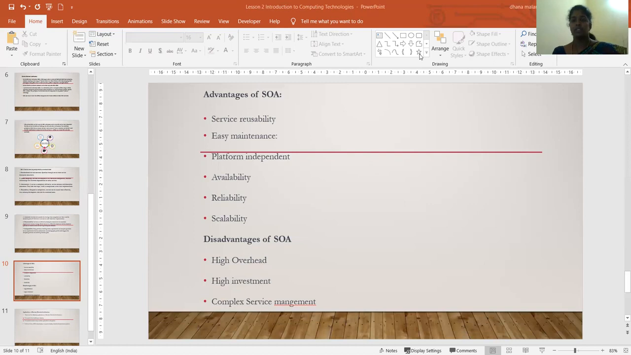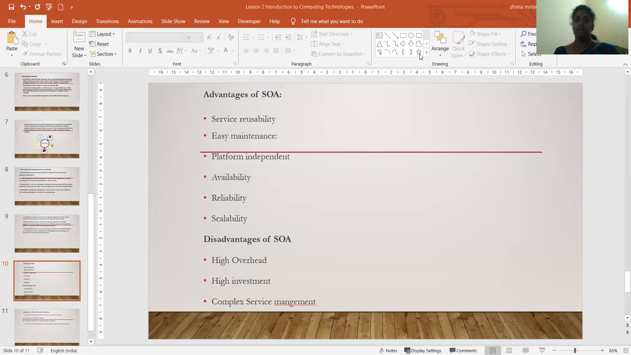Reliability. SOA applications are more reliable because it is easy to debug small services rather than huge code. Scalability. Services can run on different servers within an environment. This increases the scalability. Disadvantages of SOA. High overhead. A validation of input parameters of services is done whenever services interact, which decreases performance as it increases load and response time.